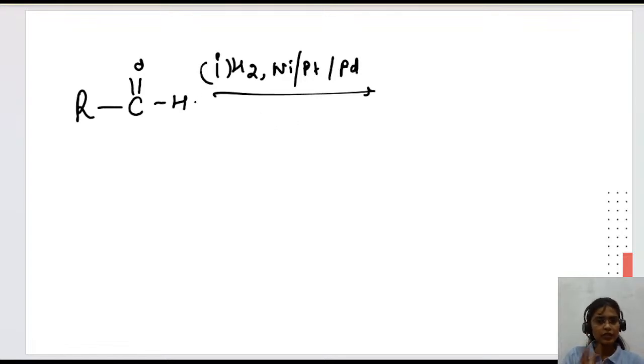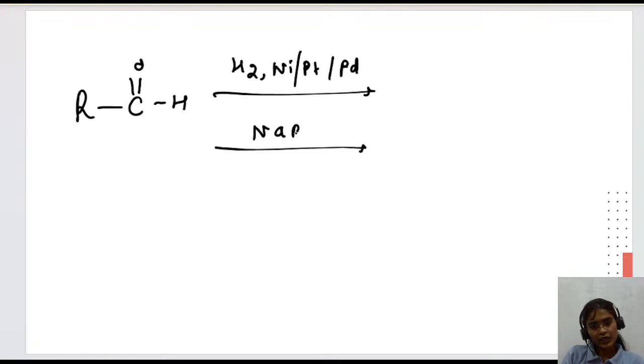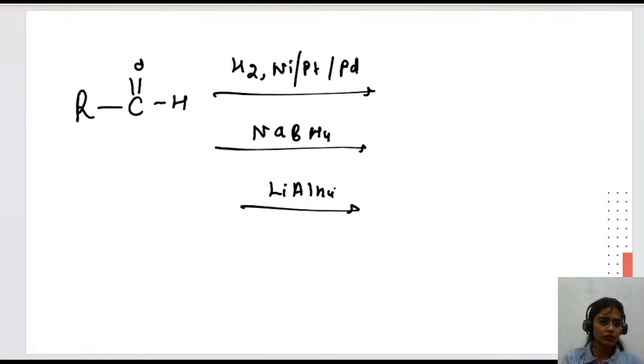For a single reaction, we can use different reagents. This is reagent number one, it's not step number one. Or in the same reaction, you can use NaBH4. In the same reaction, you can use lithium aluminium hydride. All three we can use: H2, that's normal catalytic hydrogenation, or NaBH4, or lithium aluminium hydride. In all three cases, we end up with the primary alcohol.